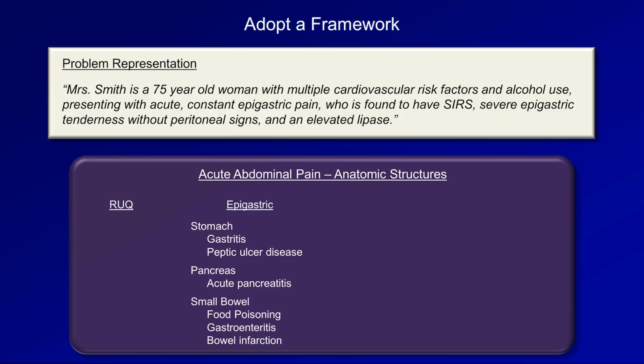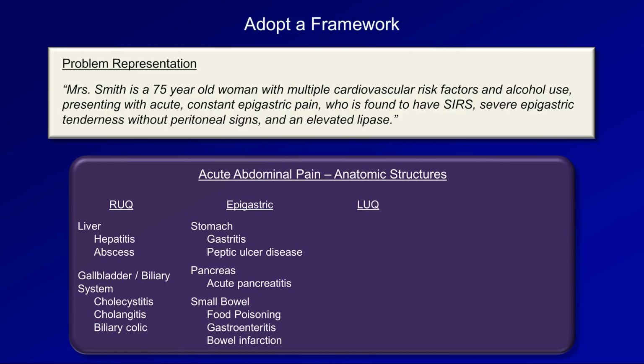In the right upper quadrant, the major structures are, of course, the liver and gallbladder, along with other components of the extrahepatic biliary system. The liver can cause pain with either hepatitis or a hepatic abscess. The biliary system can cause pain with inflammation or infection of the gallbladder, known as cholecystitis. Inflammation or infection of the bile ducts, known as cholangitis, or intermittent obstruction of the bile ducts without inflammation or infection, a condition known as biliary colic.